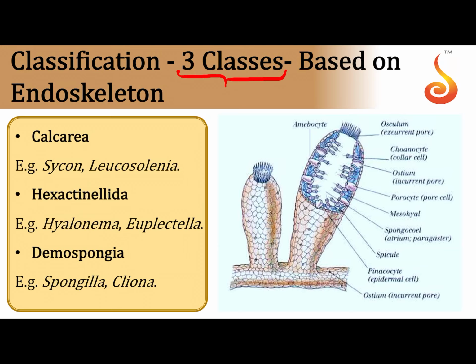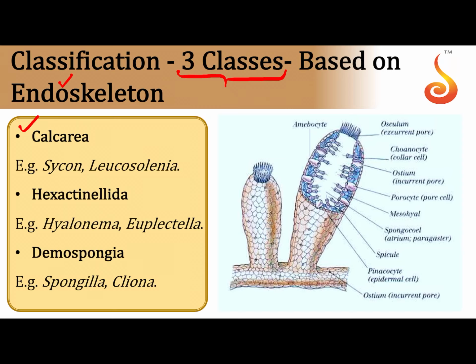On what basis is phylum Porifera classified? It is classified based on the type of endoskeleton that they possess. You all recall that in phylum Porifera, the endoskeleton is either made up of needle-like or rod-like structures called spicules, or it may be made up of protein threads referred to as spongin fibers, isn't it? So the first class in phylum Porifera is class Calcarea.